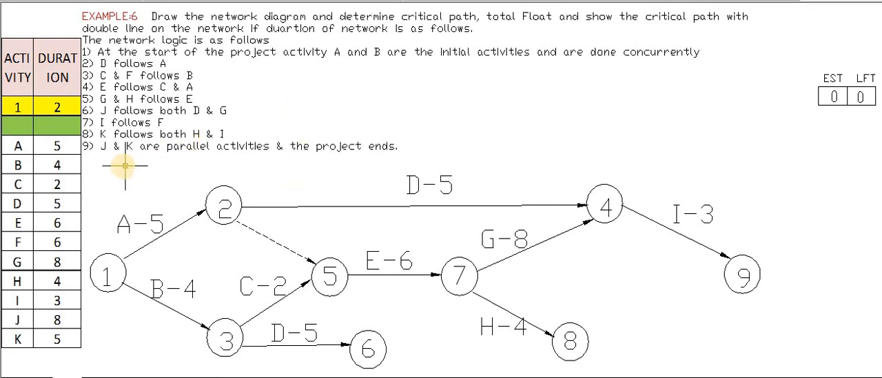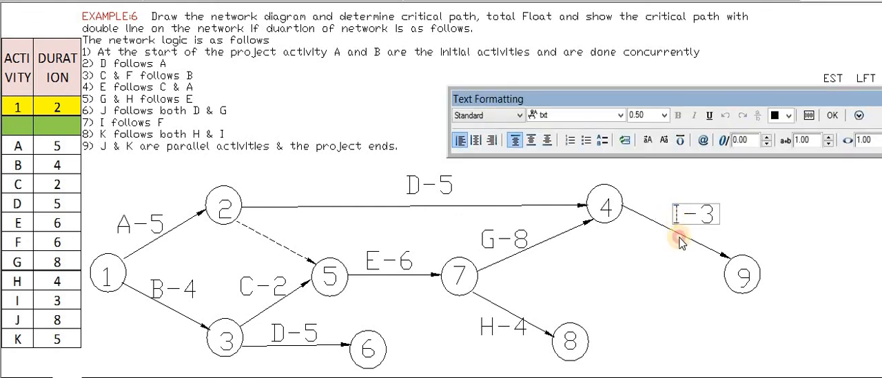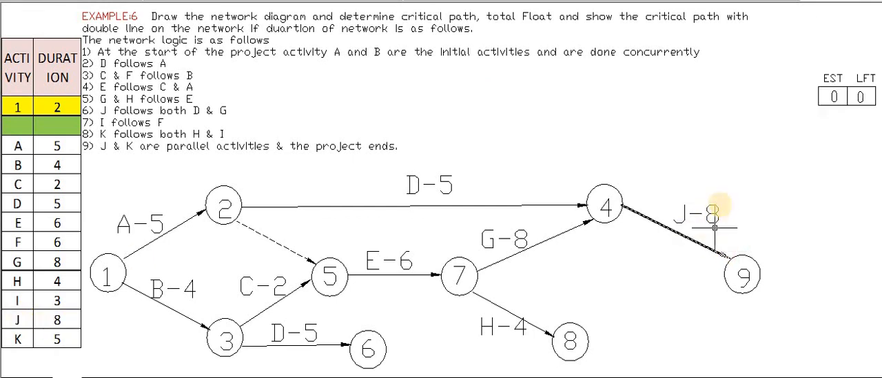What is serial number 6? J follows both D and G. So here it is J instead of I. J follows D and G. But what is the duration of J? J has a duration of 8. So here I have taken 8.